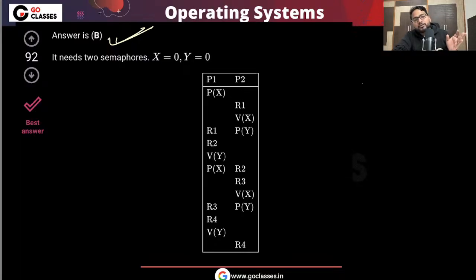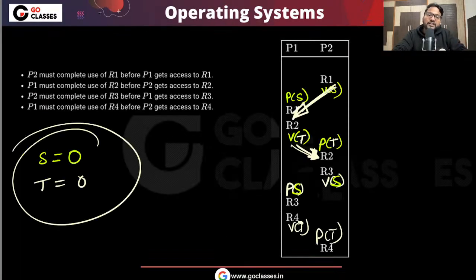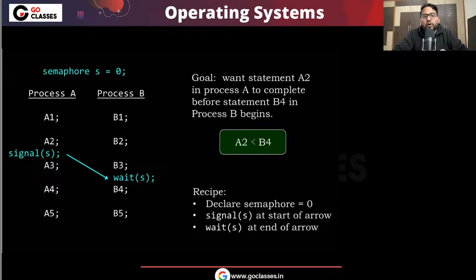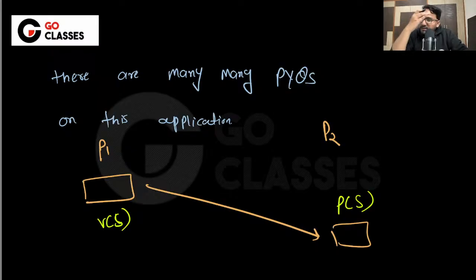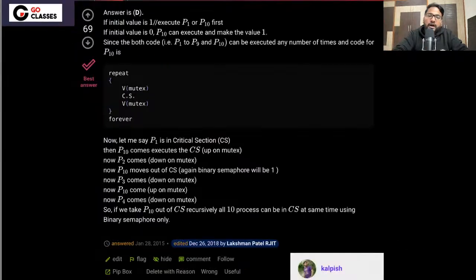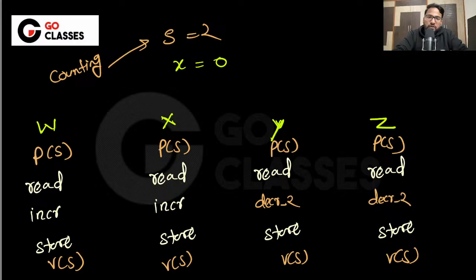Now I hope you understood the application. The application part is very important, and many people don't understand this particularly. They don't even know that this is an application. So ensuring the order is one of the very important applications of binary semaphore. Understood? Great. Now let's solve other problems.